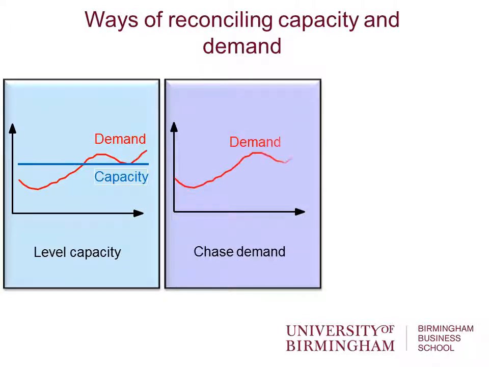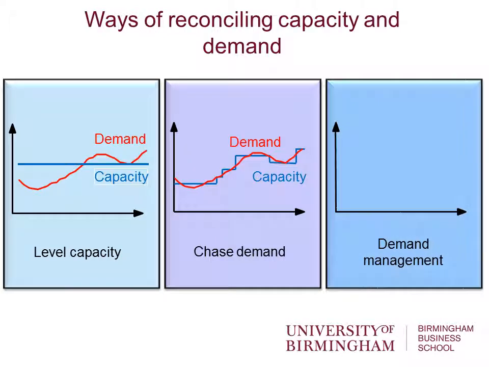Chase demand is where, given our demand curve, we try to adjust our capacity to match demand, so that it might be a lead or a lag. If we understand what the demand curve is, then we can try to get our capacity to more closely match it, and we can plan for this in the future. If we have good forecasts, we can plan to change the capacity of our operations. This is much more commonly used in services, where taking on staff and laying off staff is perhaps more easily done.